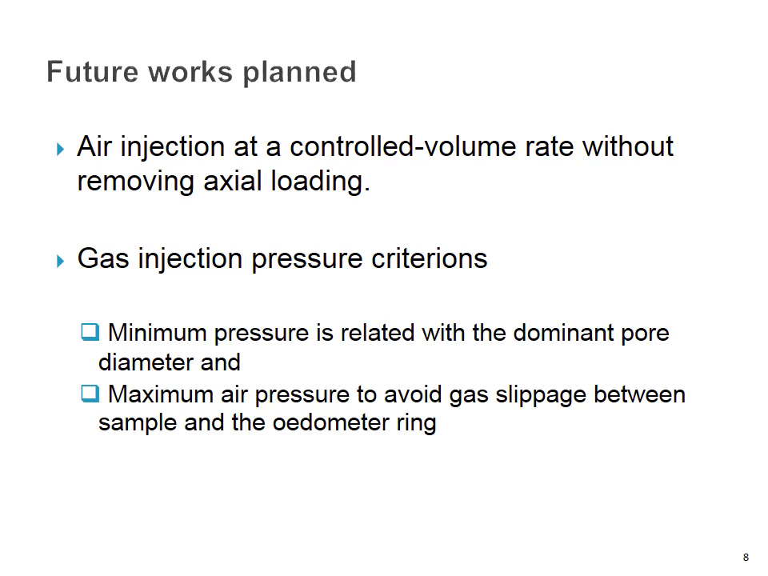The gas injection should be carried out without removal of axial loading to avoid the uplift of the sample. Also, the minimum pressure to be applied for carrying out the flow of gas should be based on the dominant pore diameter, which can be evaluated with the help of a mercury intrusion porosimeter. The maximum air pressure should be such that the lateral air pressure is greater than the injection pressure to avoid the flow of air at the sample mold interface.